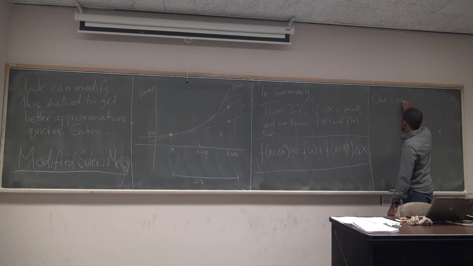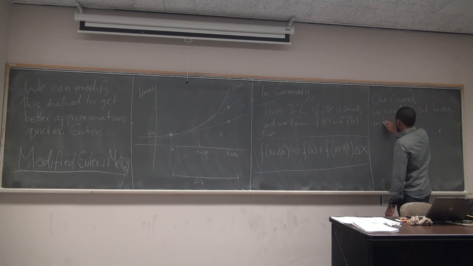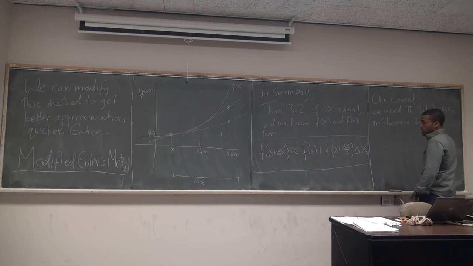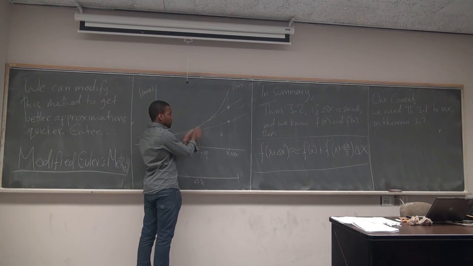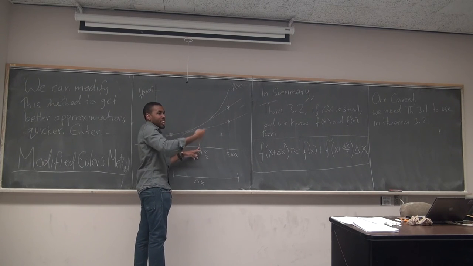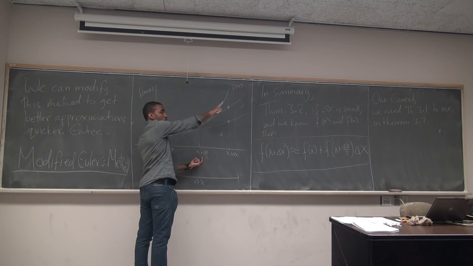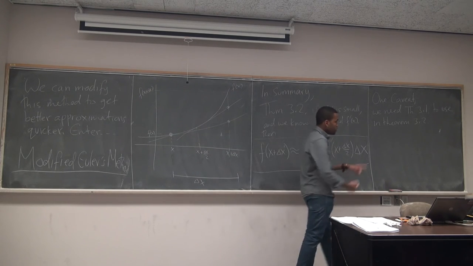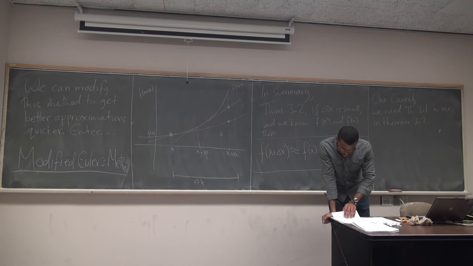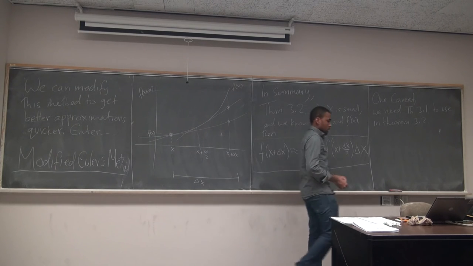One caveat. We need theorem 3.1 to use in theorem 3.2. Why? Halfway there, when I'm taking a new tangent line, remember, I don't know what the y value is doing. The y value I use at this point to launch my new tangent line is an approximation of the y value. It's not an actual y value. That first approximation is made using Euler's method, so theorem 3.1 is what I use here to set up my new tangent line. So I actually need theorem 3.1 to be used in theorem 3.2, kind of a double approximation, but at the end of the day, it works out. So this is theorem 3.2.